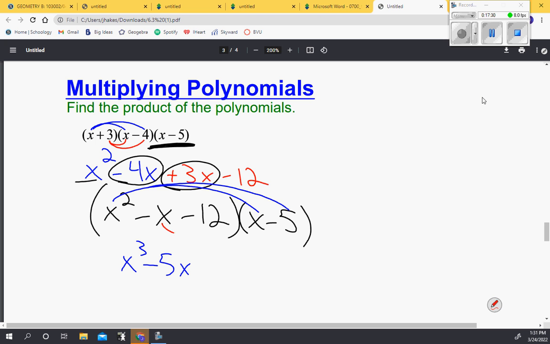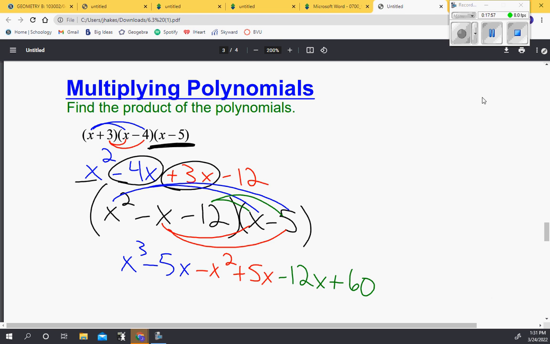And I'm going to move on to this negative x. Multiply by these two. Negative x times x is a negative x squared. Negative x times negative 5 is a positive 5x. And then lastly we have this negative 12. Negative 12 times x and negative 12 times negative 5. That's negative 12x and a positive 60. One more step, it's just combine like terms. Here we have an x cubed. No other x cubed, so that's part of my answer.